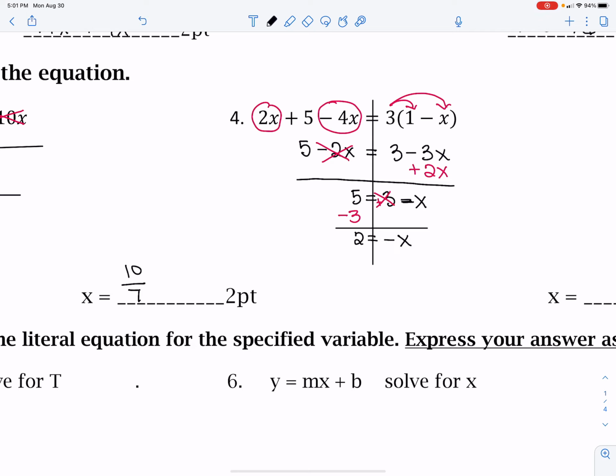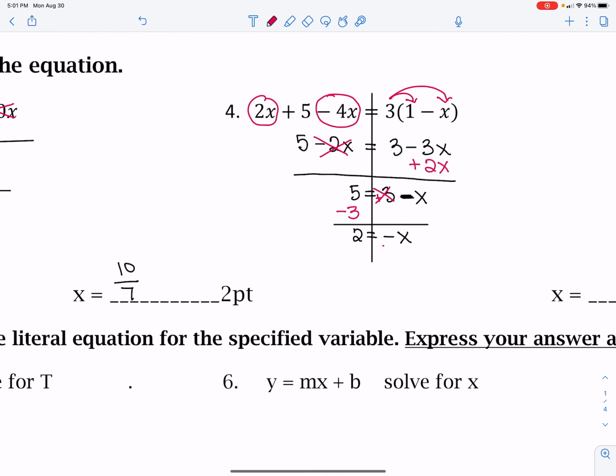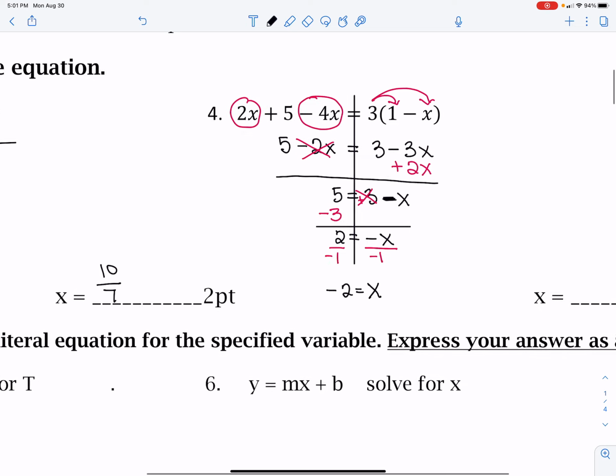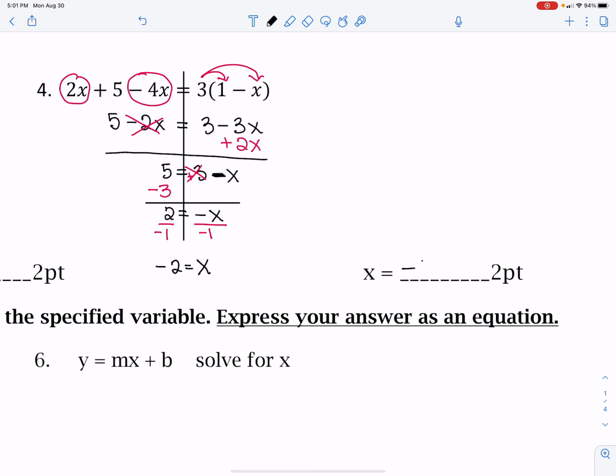Now remember that negative there is with the x, okay? And it is actually like a negative 1 in front of the x. That's what it actually is. It's negative 1 times x. So x isn't by itself yet. It's still being multiplied by negative 1. So what I have to do is divide off negative 1. So 2 divided by negative 1 is negative 2, which is equal to, the negatives make it a positive. So my answer is x equals negative 2.